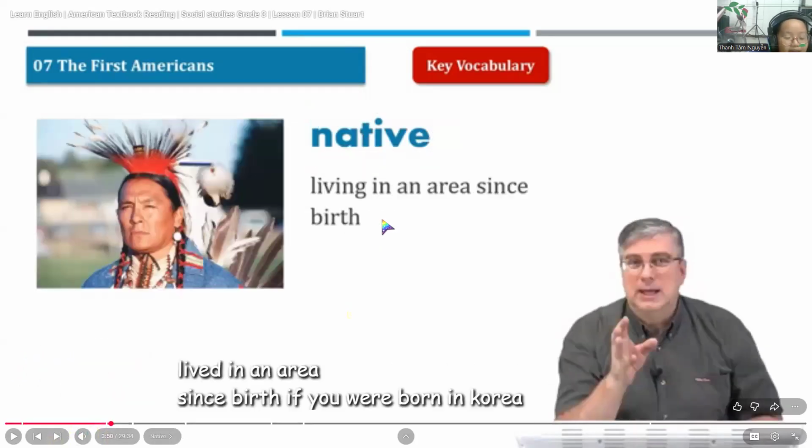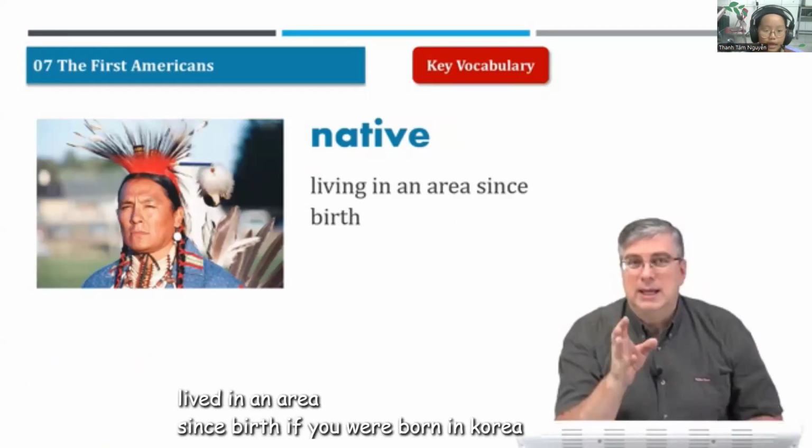Okay, native. What does native mean? Well, it means living in an area since birth. So, for example, I'm born in Vietnam, so I'm a native of Vietnam. You are born in South Korea, you're South Korean. You were born in America, you are a Native American.